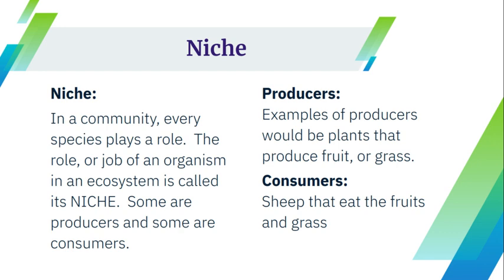Niche. In a community, every species plays a role. The role or job of an organism in an ecosystem is called its niche. Some are producers and some are consumers. An example of producers would be plants that produce fruit or grass. Consumers would be sheep that eat the fruits and the grass.